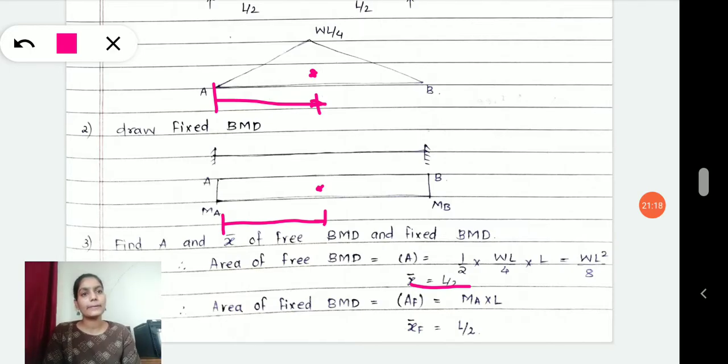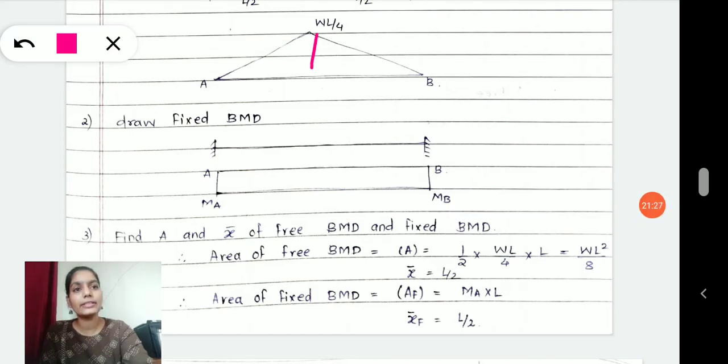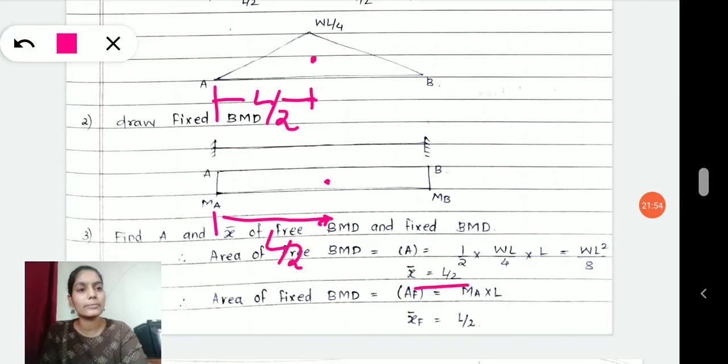For a triangle it is L by 2. If it is a symmetrical triangle, it will be at L by 2. If it is a right triangle like this, it will be from this end, L by 3. But as I have a symmetrical, equilateral triangle here, my centroid will be at a distance of L by 2. For my rectangle, this will be the centroid, and the distance of centroid in horizontal direction will be L by 2. So x bar in the free and fixed end bending moment diagrams will be the same.